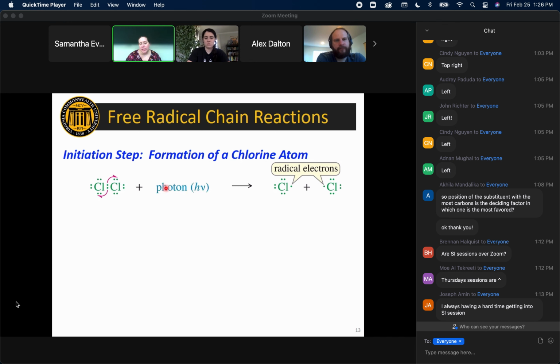The driving force for this is light or heat. So light and heat are forms of energy, right? So basically we're putting a little bit of energy into this bond to disrupt it and break it. So we're adding energy in here to break the chlorine-chlorine bond and break the molecule in half perfectly so that we have then two atoms of chlorine, each of which carries an unpaired electron.